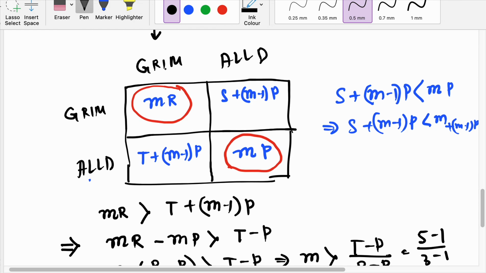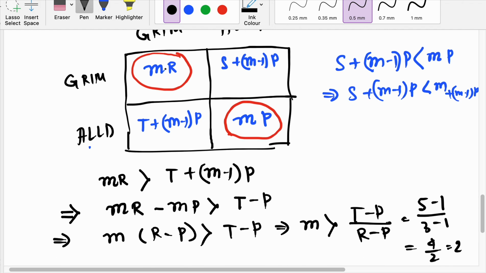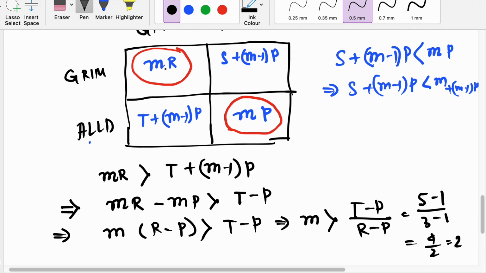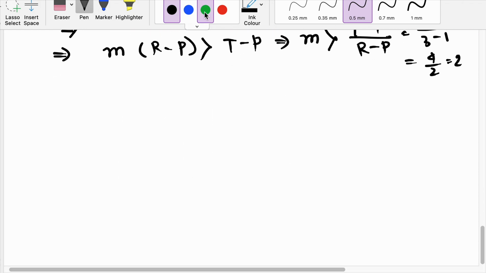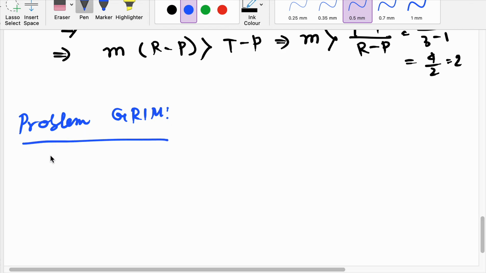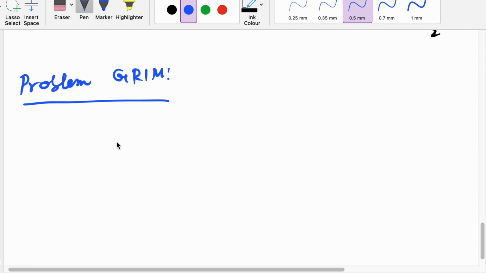Now let's check whether green is a very good strategy or not. So is green itself a good strategy or not, let us see that. Is there any problem with the green strategy? Let us check whether there is a problem or not. So you see, there is a problem with the green strategy.